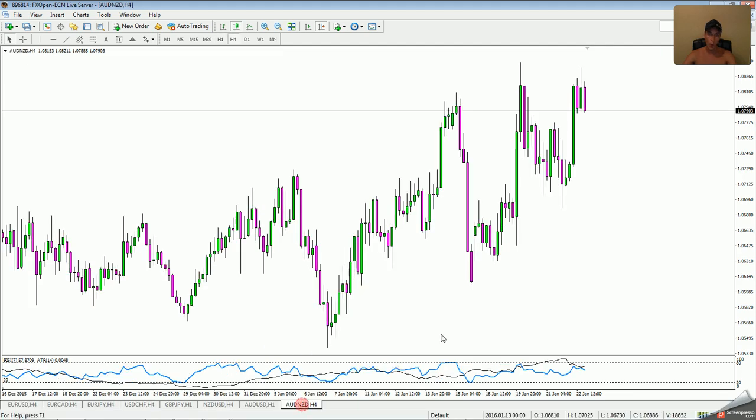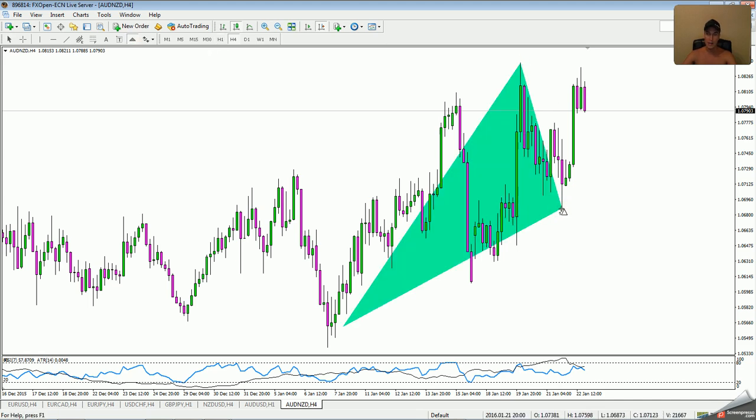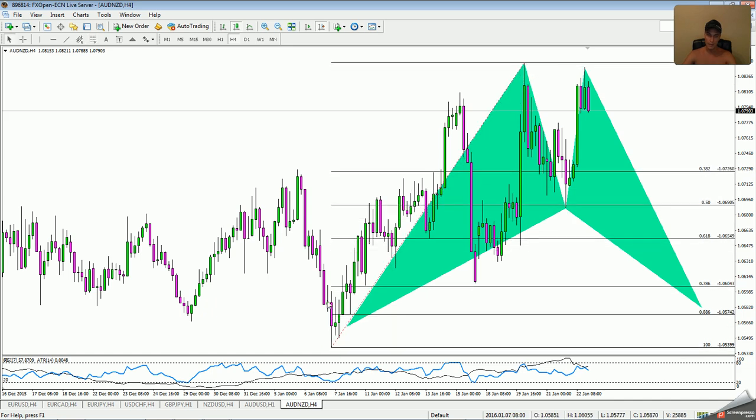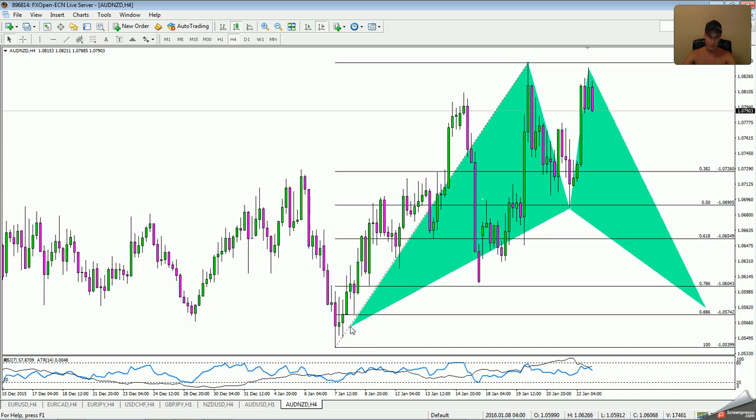Like I said, I've got one pattern that I'm watching at the moment, and that's AUDNZD, which was the bullish bat pattern that I just showed you. I'm not saying it's going to complete, it might complete, it will look something like that, and it will complete at the 886% Fibonacci retracement. So let's put it back there, and that's what it will look like.